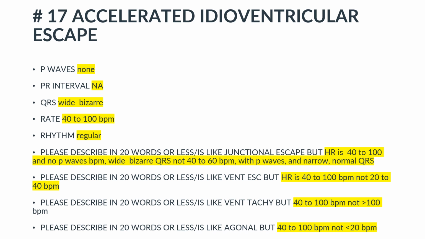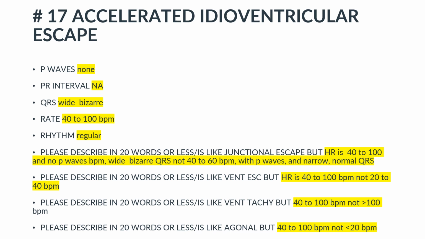All right. Why is this not a junctional escape? Well, a couple of reasons. Junctional escape is 40 to 60 beats per minute. Well, accelerated idioventricular escape is 40 to 100 beats per minute. So if you're within the 40 to 60 range, it could be either one. If you're between the 60 to 100 range, it could be accelerated junctional escape.